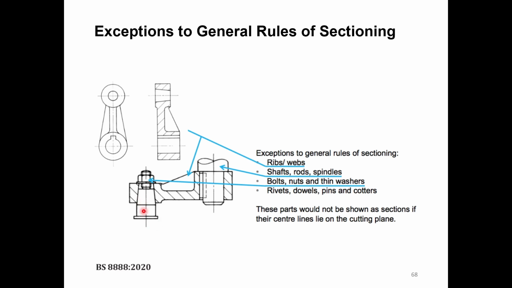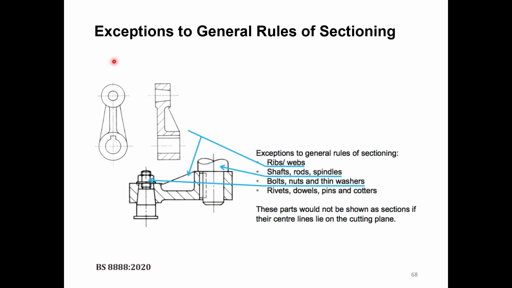So for example, here you have this bolt, and then you have the nut, you have the washer here. Though we have a section, we haven't shown any sections across these. This web here, this part here is parallel to the cutting plane, so we don't show any sections for this web. For this shaft, for example, and this key here, we don't show any sections or any hatching. So we just show the part as it is.